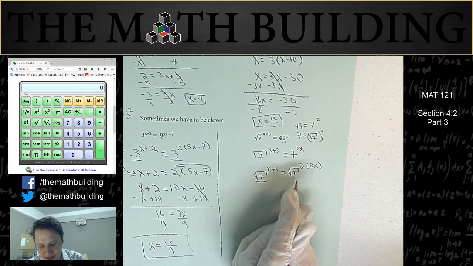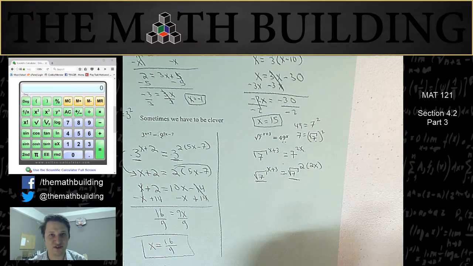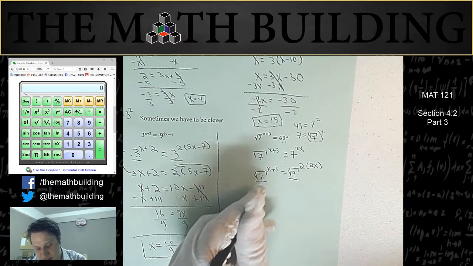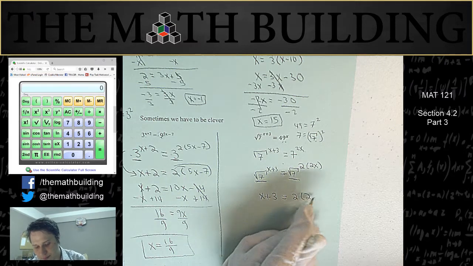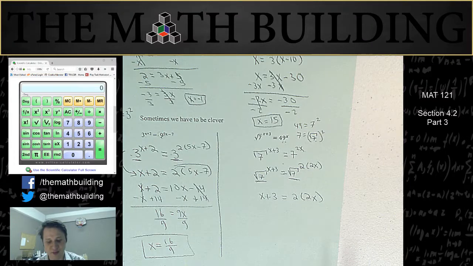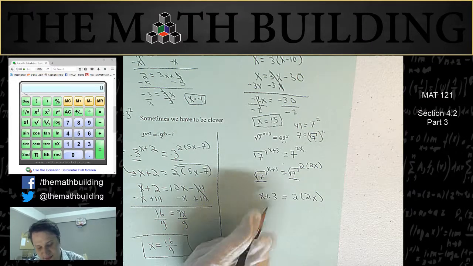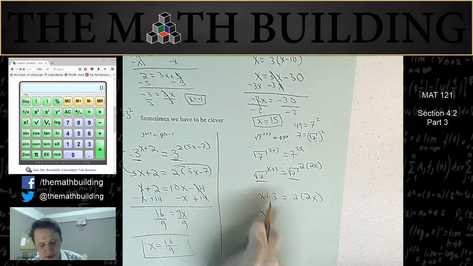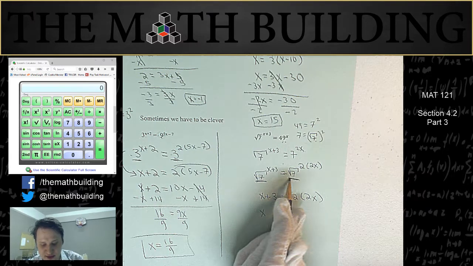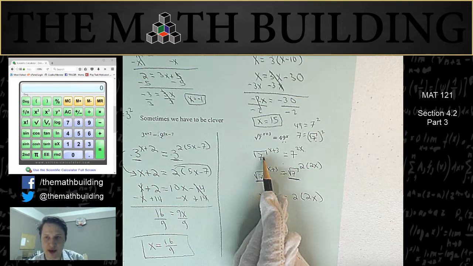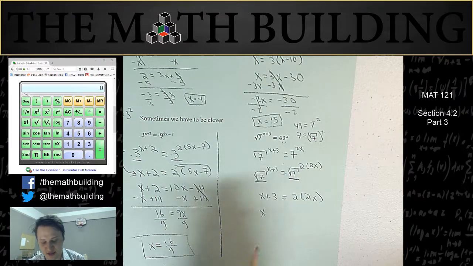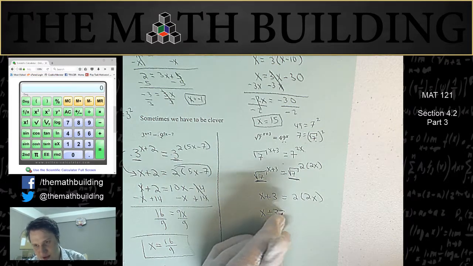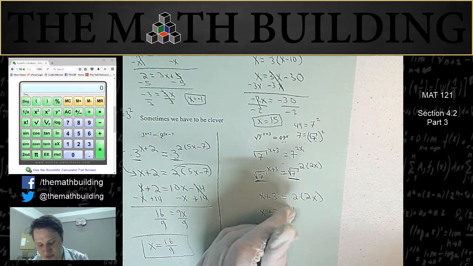Why did I do all of that? Because now the bases are the same, which means I can just set the exponents equal to each other. x plus 3 equals 2 times 2x. Again, only do this step if these two are exactly the same. I couldn't do that step when I had the square root of 7 and 7. I could only do it when I had the square root of 7 and the square root of 7. The next line is x plus 3 equals 4x.